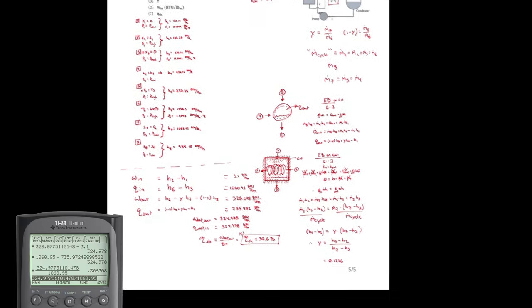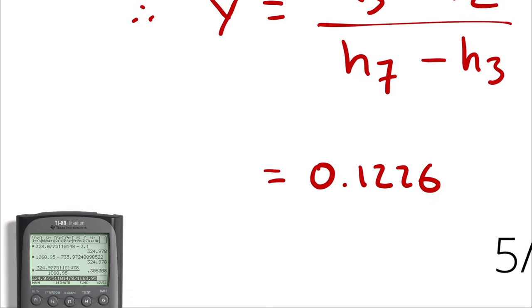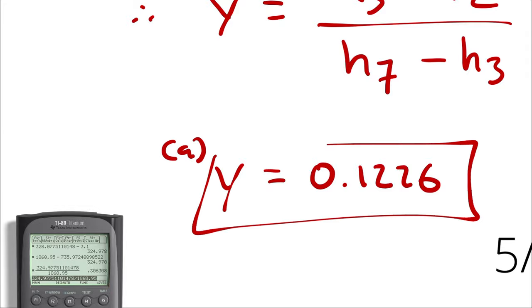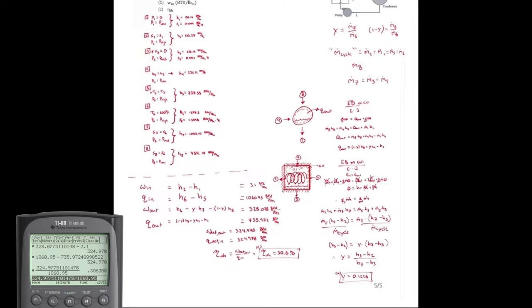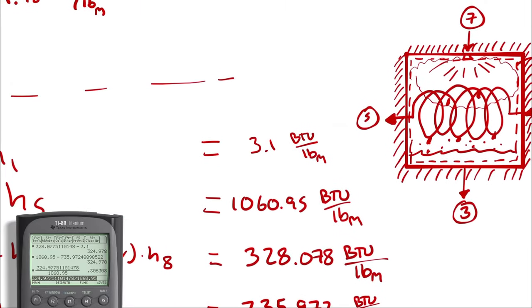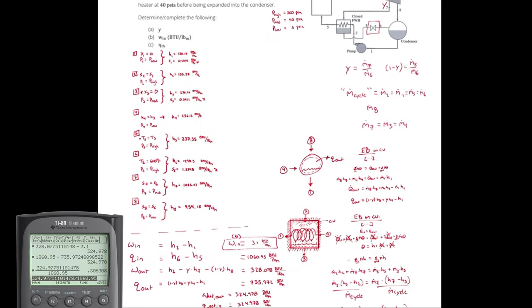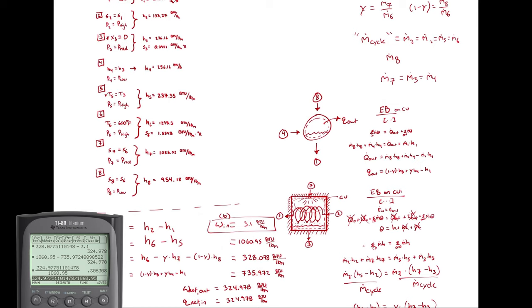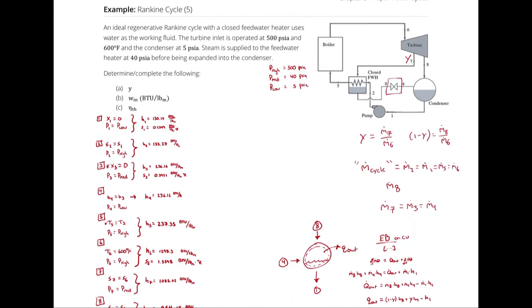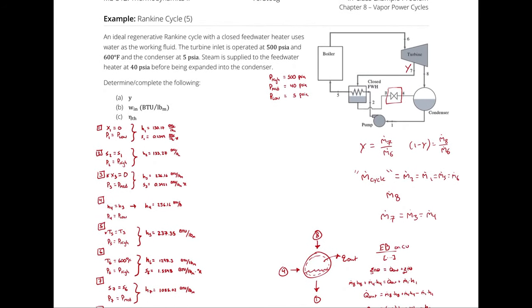So part A asked for y. Part B asked for specific work in. And part C asked for thermal efficiency, which means that we are done with our calculations. What I would like to do next is probably unsurprising. I'd like to plot this on a TS diagram.